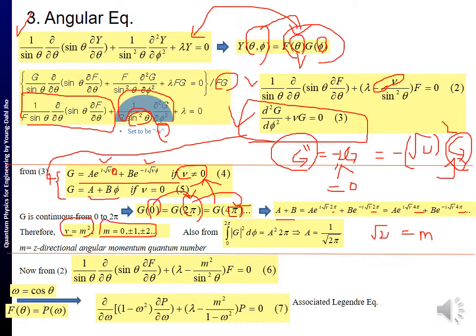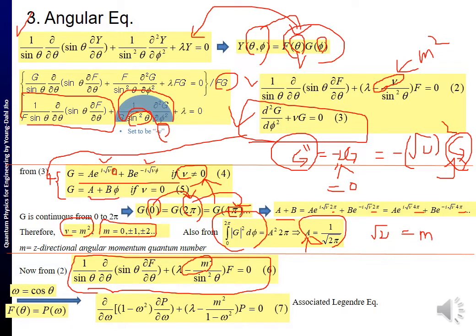And also we consider the normalization condition, so that we can determine the constant a. Then we replace mu by m squared. Mu is now replaced by m squared. Then we get this zeta equation.